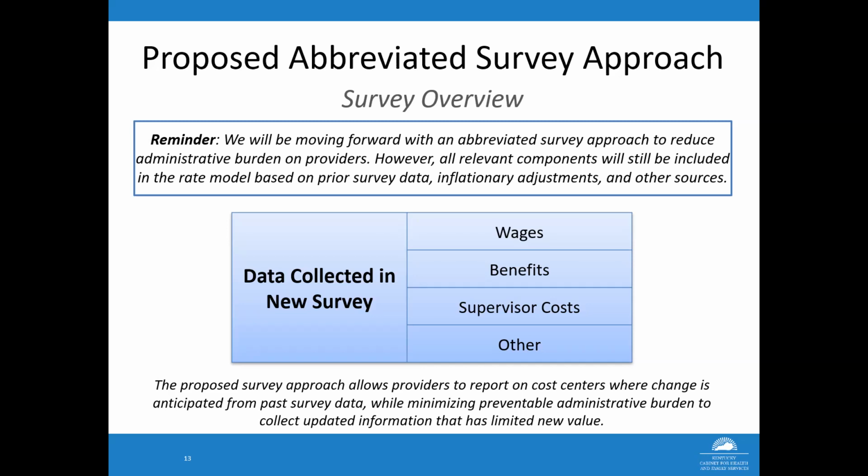And so these are the topics that the survey will focus on, whereas the other cost components, we will rely on either previously submitted survey data or other data sources like we talked about. And we're really focusing on these particular items just because we know that these are the items where there have been really quite significant changes over the last 3 years. So wages in particular and benefits, and then supervisor wages and benefits as well. And then other, in this case, we're really talking about pandemic costs, and we'll get into that in just a moment.